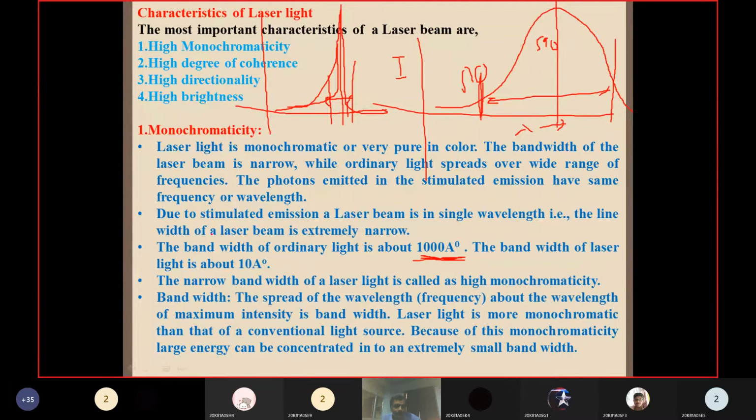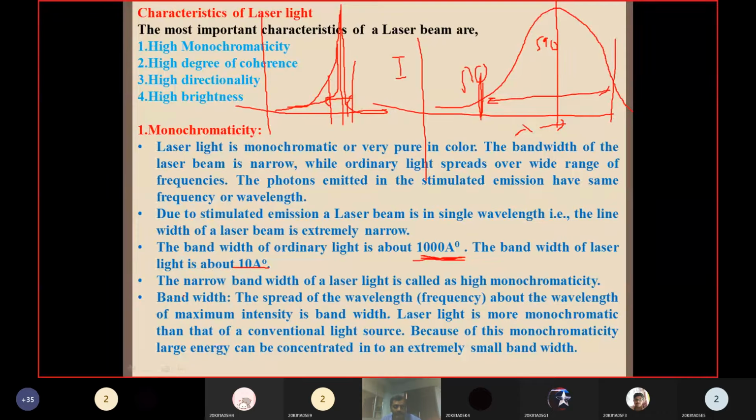Now coming to the second point. Due to stimulated emission, the laser beam has a single wavelength. Because of the stimulated emission, the laser has a narrow bandwidth and a single wavelength. The line width of the laser beam is extremely narrow. If you observe ordinary light, it is about 1000 angstroms, while the bandwidth of laser light is just about 10 angstroms.